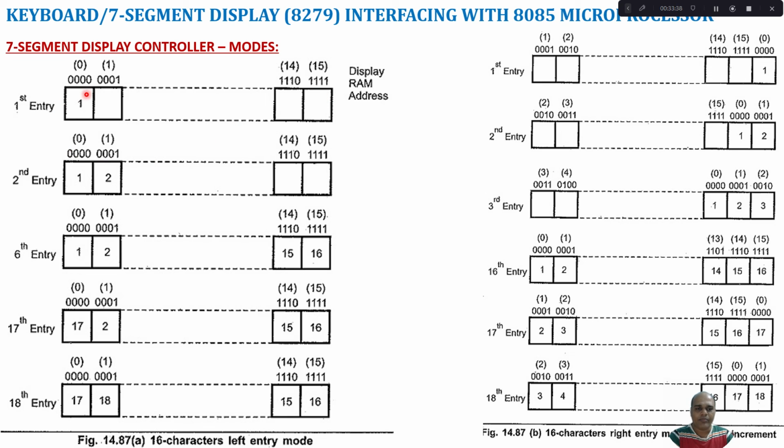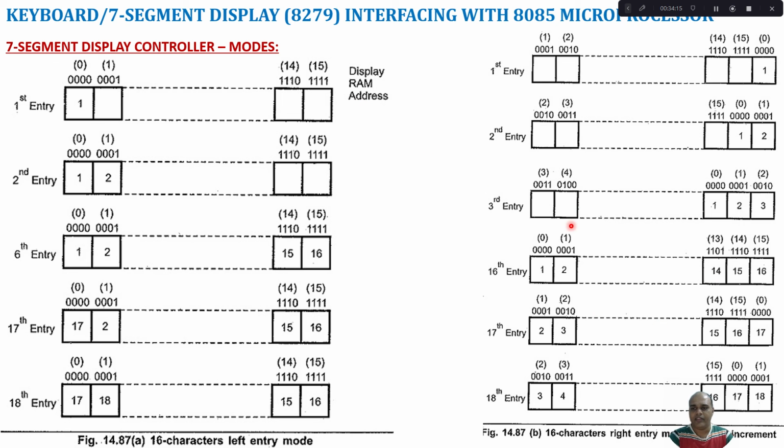So now the data comes from the left side. You can see the first data comes into the 0000 address location. Second data comes to 0001. Third data comes to 0010, 0011. So like that it goes on. The 16th data comes to 1111. And the 17th data again comes to your 0000. So like that it goes on. This is a left entry. So the data is entered from left to right when I have a display interfaced like this.